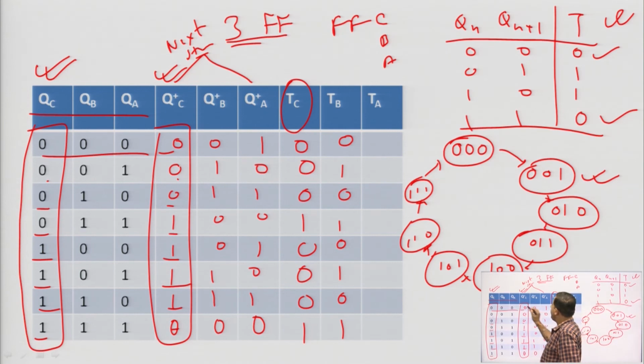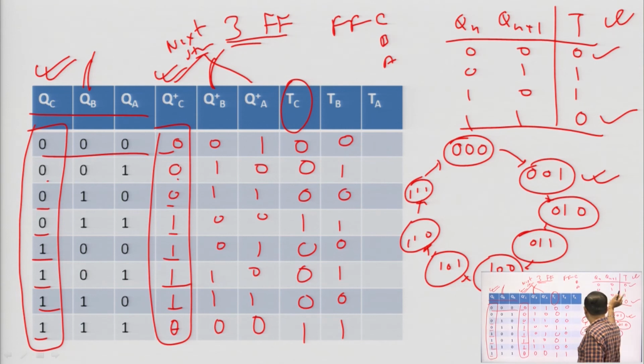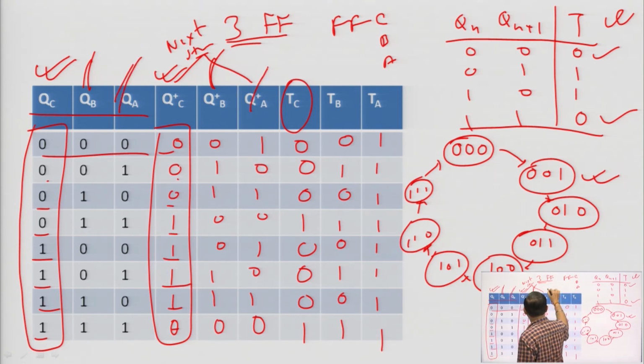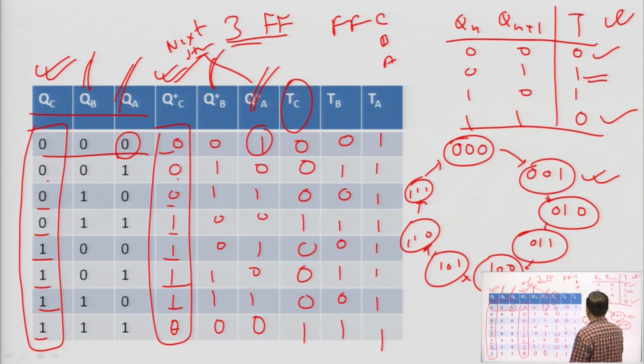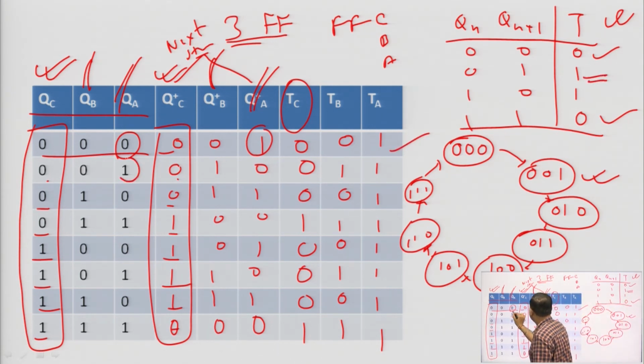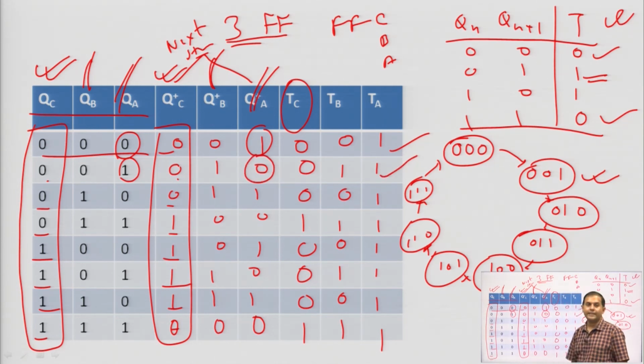What will you check? For TB you will have to check QB and QB plus, and from this you can make the circuit excitation table. Then for TA all will be 1. For TA you have to check QA and QA plus. See, QA 0, QA plus 1. Like that you have to make TC, TB and TA. So, this circuit excitation table is clear to all of you.